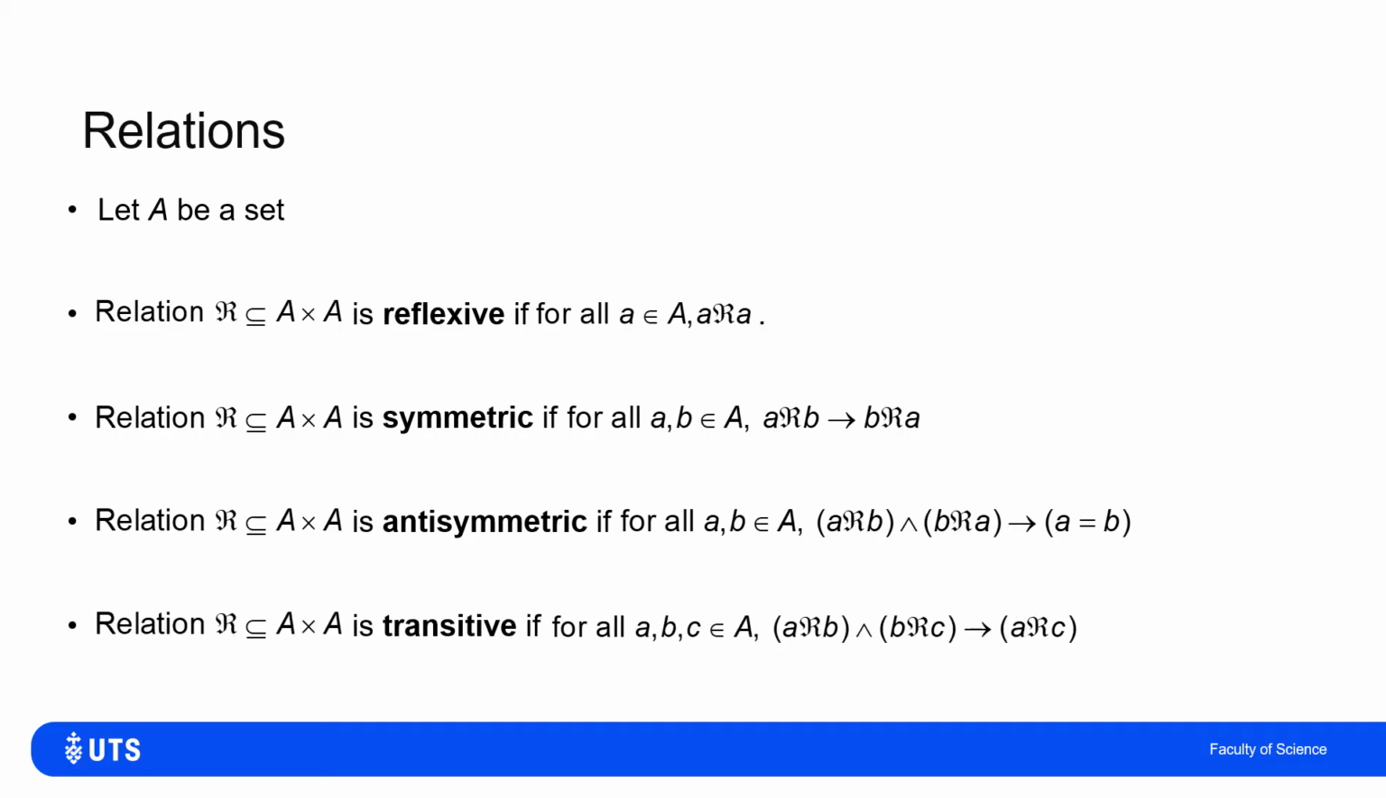And I also have this transitive property, which says if I pick 3 elements, a, b, and c, if a is related to b and b is related to c, that must mean that a is related to c. So I can pull that relation through. So those are the 4 main characteristics by which I might classify a relation.